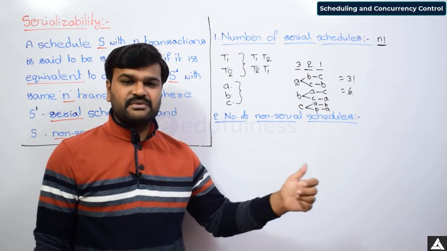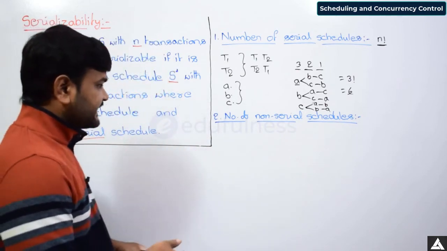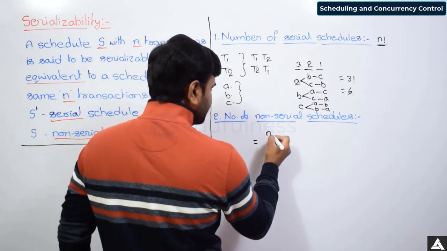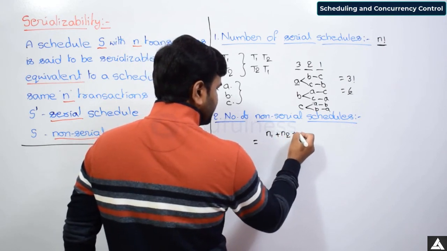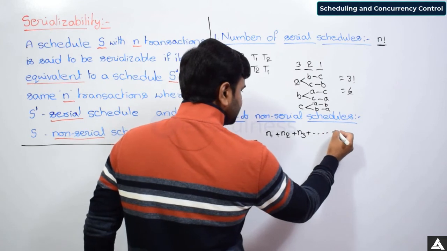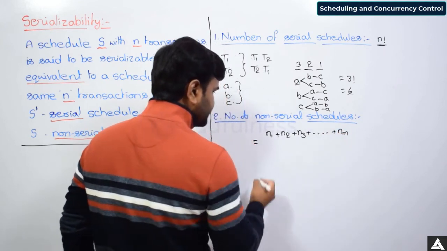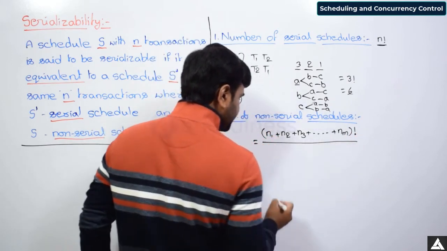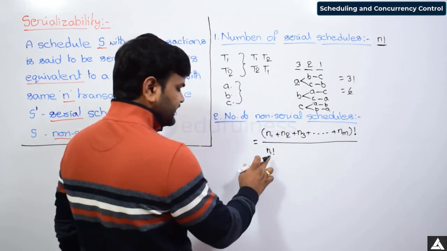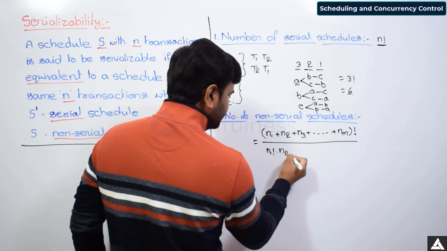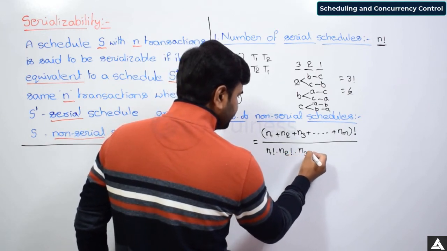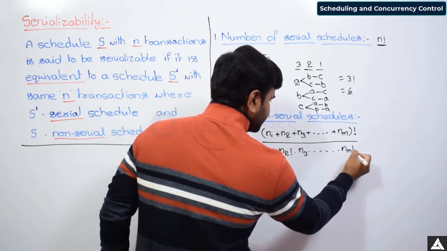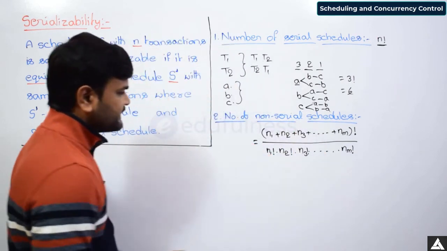So, that is what we have to understand formula-wise. Assume that I am giving the formula directly first. The number of non-serial schedules is (n1 + n2 + n3 + ... + nm) factorial, divided by n1 factorial multiplied by n2 factorial multiplied by n3 factorial, and so on up to nm factorial. So, here factorial is there.